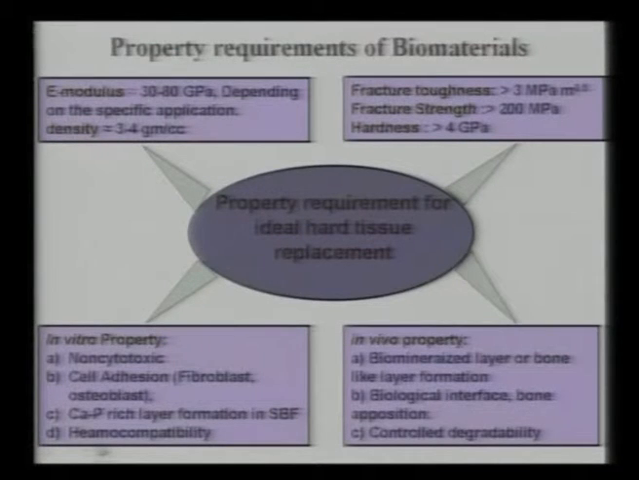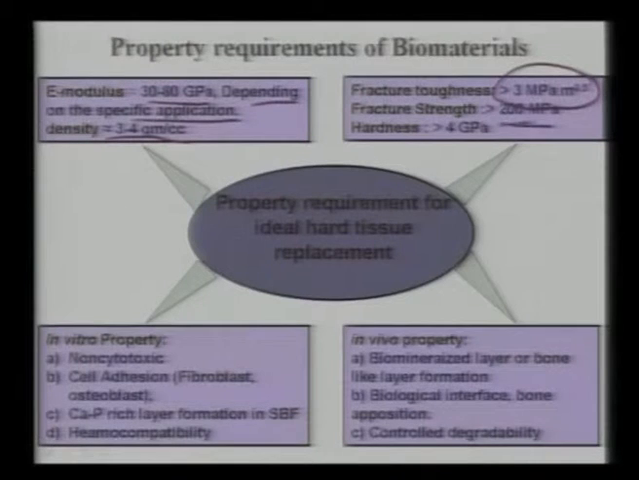This is a snapshot view of the property requirements for biomaterials. Here I have mentioned that elastic modulus is around 30 to 80 gigapascal, depending on the specific application. Density is 3 to 4 gram per cc, which is more relevant for ceramic based materials. Fracture toughness should be more than 3 MPa square root meter, because if you remember, cortical bone fracture toughness varies around 2 to 12 MPa square root meter. So if it is more than 3 MPa square root meter, it is better.